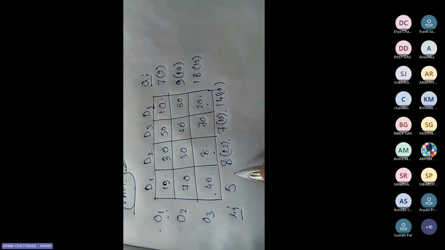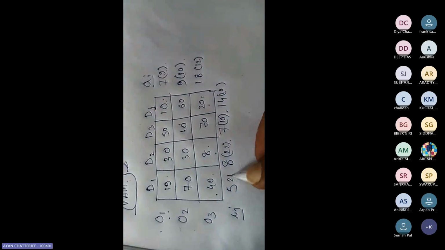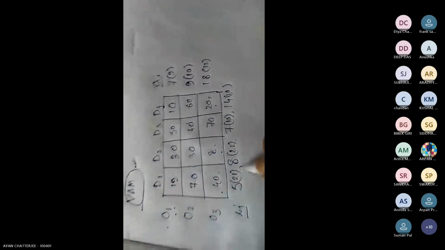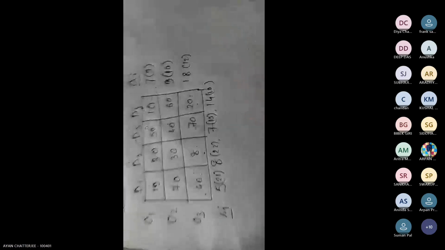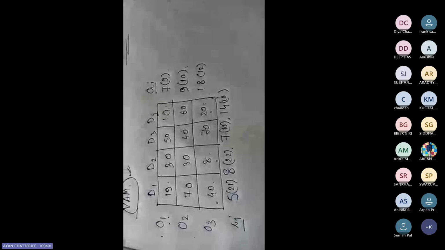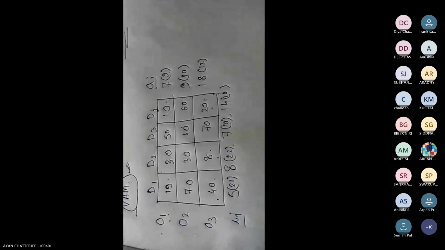Now look here, the value is 19 and next to that value is 40. So obviously the difference is 21. Yes or no? Okay, understand? What I have done, is it clear? Just wait for a minute.